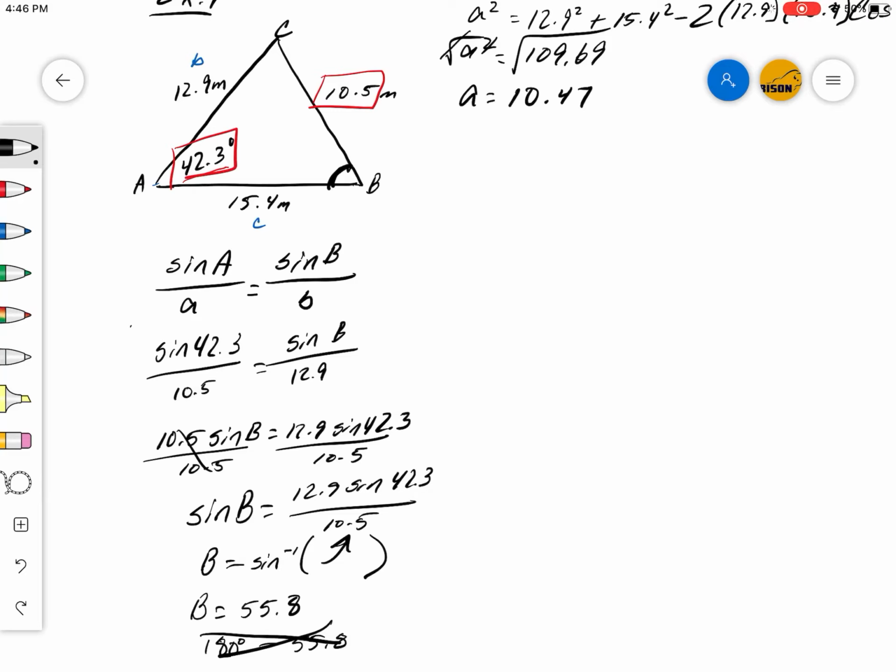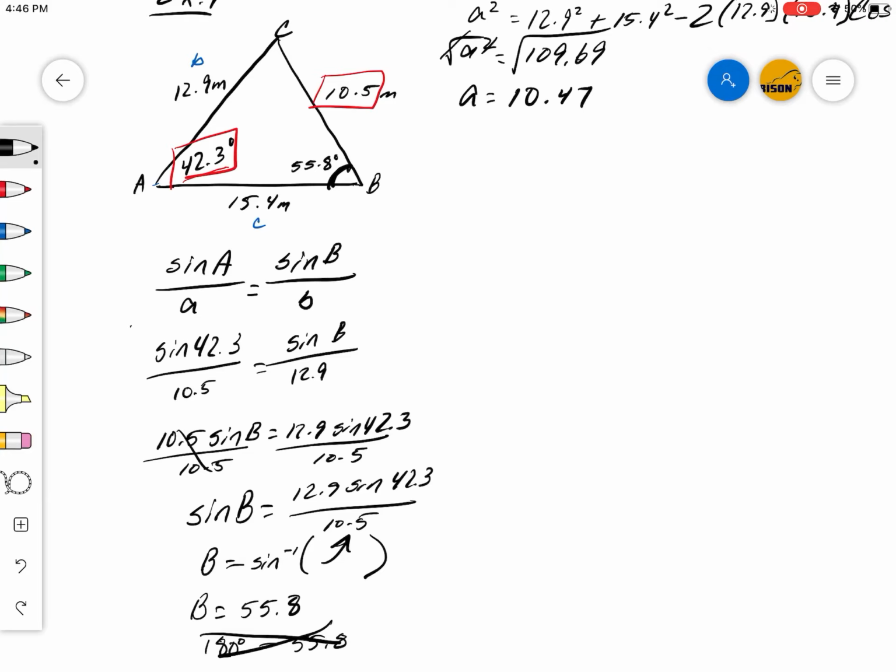Most of the time it's going to turn up no, but every once in a while it could turn up for a triangle that exists. Okay, so on ours, there was no second triangle that existed. So I'm going to go ahead and put B up in my picture, 55.8 degrees. And now my problem is very simple.